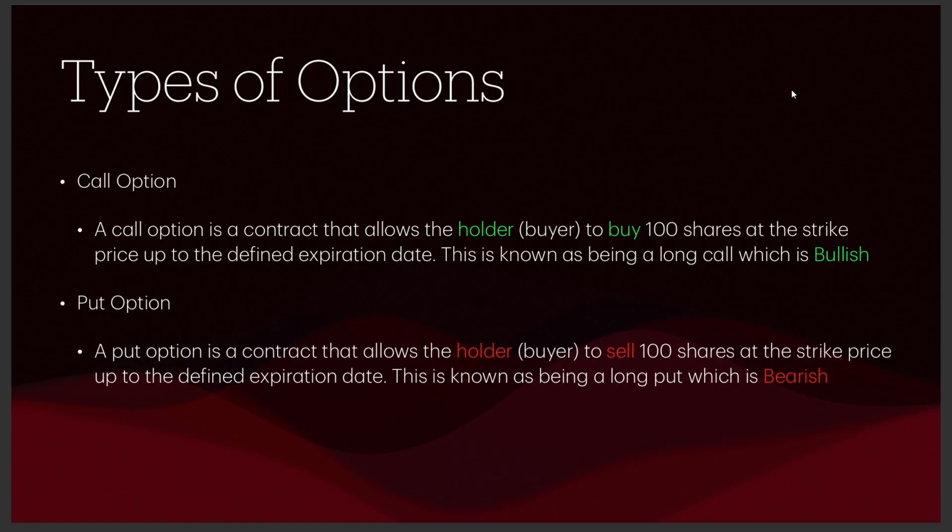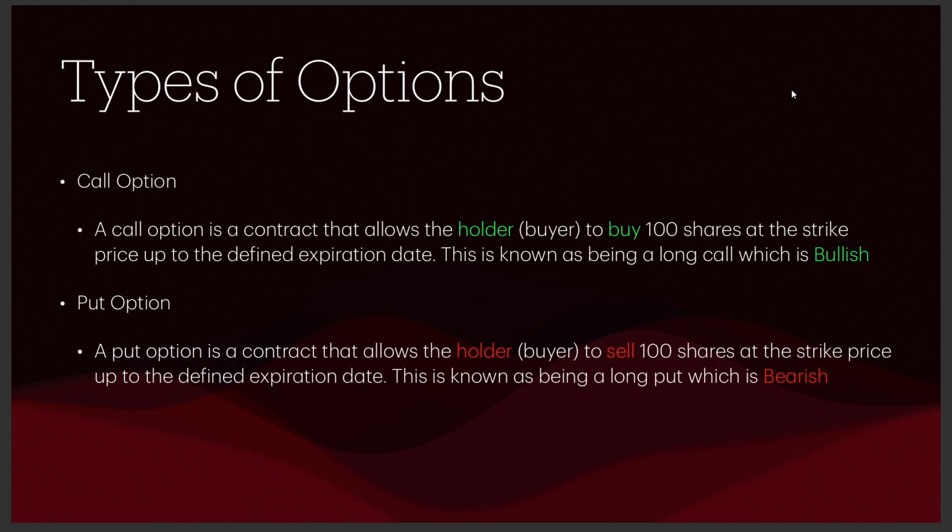So here are the two types of options that are available to us as traders. We have the call option. A call option is a contract that allows the holder, the buyer, which is you, to buy 100 shares at the strike price up to the defined expiration date. And this is known as a long call, which is a bullish position. So if you went to your Robinhood or whatever brokerage account you're using and you were to buy a call, you're going to be bullish on whatever stock you're buying that call for.